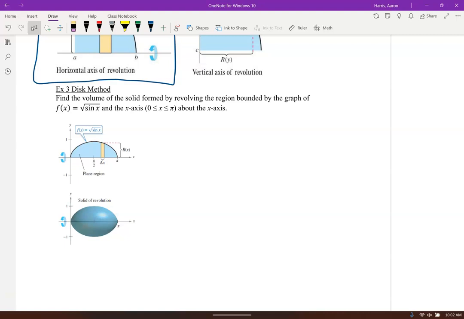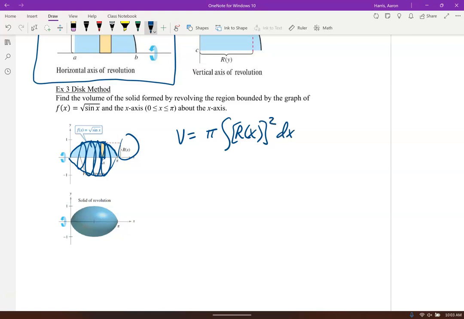All right, so you can see here's our square root of sine of x. At least it's graphed from 0 to pi for us. And we're going to take that rectangle, right? There's our delta x. So that's our r of x on this thing. And we're spinning it. So if you can imagine, all those are being spun, right? All that's being spun. And we end up with that solid shown below. So our formula for the disk method, pi r squared times the width, from A to B.